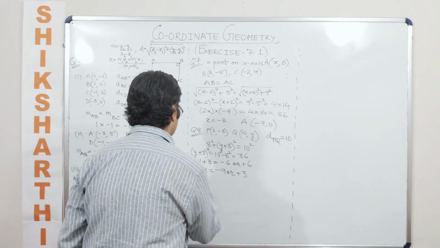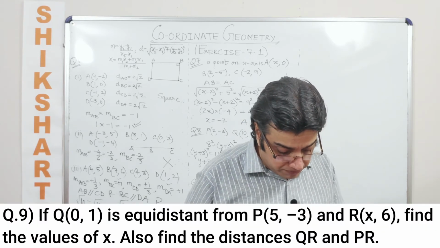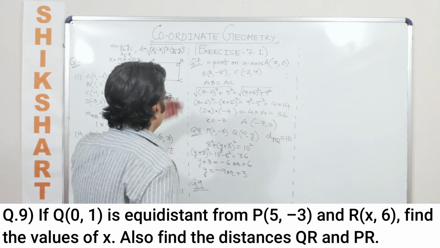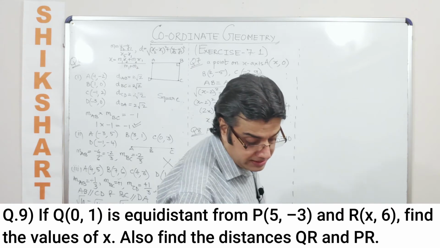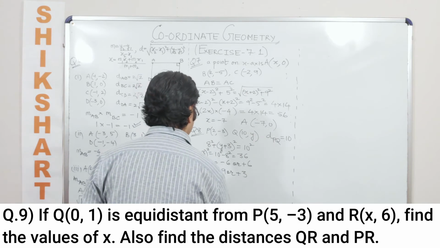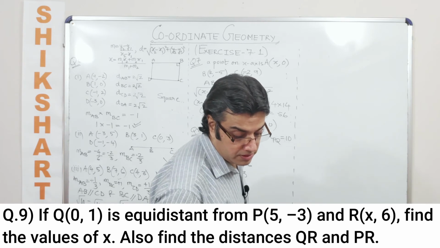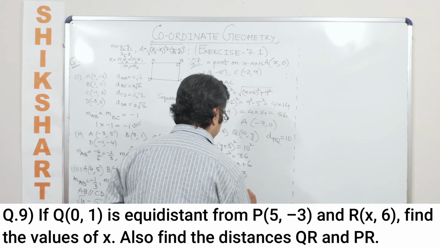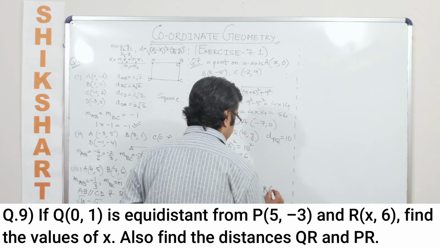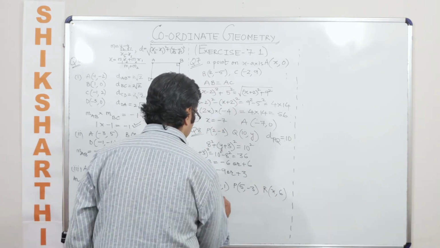When I move on to question number 9, the question as given here is: there is a point Q which is equidistant from P and R. We have to find the values of x. A similar question we had done earlier, question number 7. It says Q is equidistant from P and R. Q is (0, 1). P is given as (5, minus 3). R is given as (x, 6). It is already given in the question that QP is equal to QR.